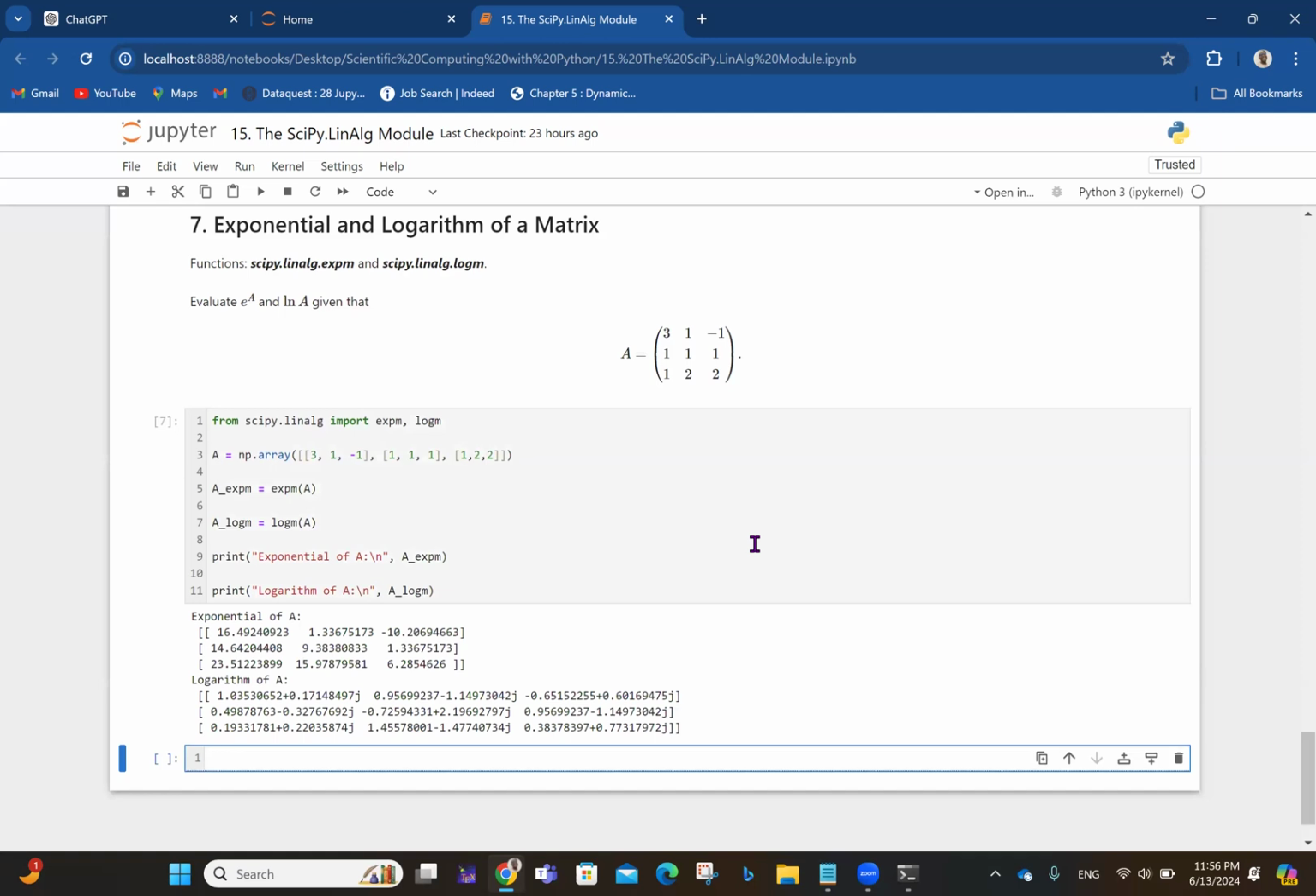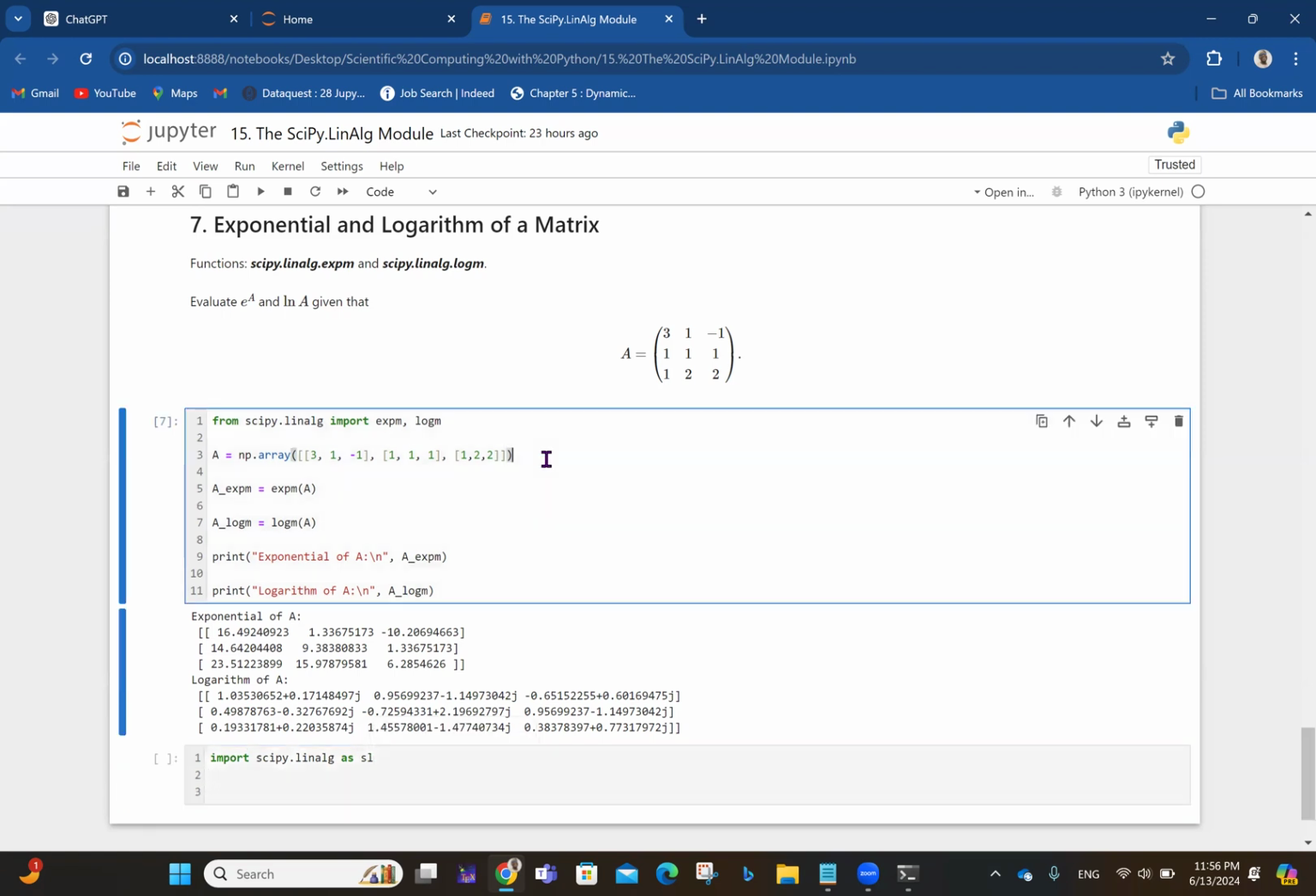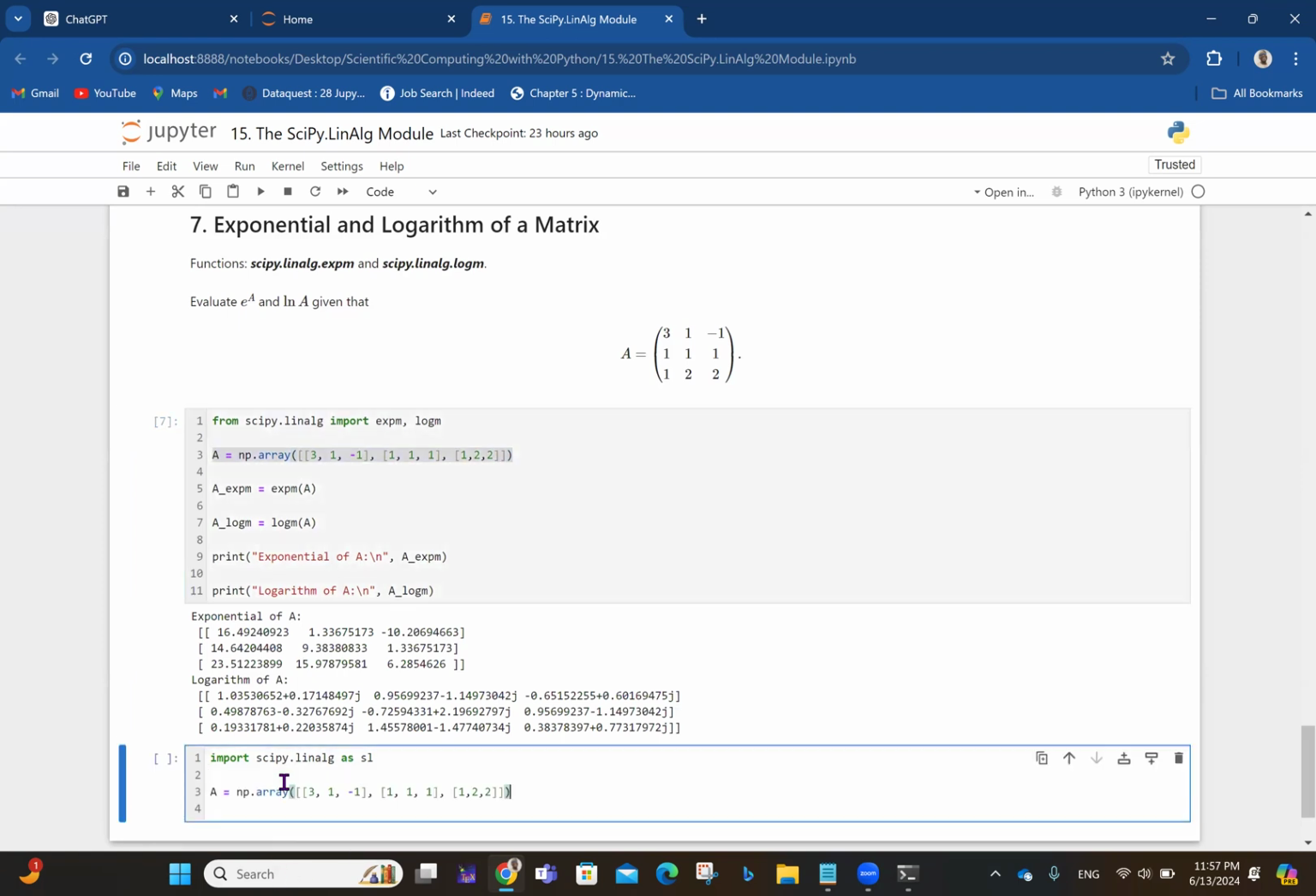Now, what I was saying the other time is, if you don't want to keep importing one by one, you have two options, right? You can say from SciPy.LinAlg import all these things, or you can say import SciPy.LinAlg as, say, SL. You can do that, so that if you now have, let's make use of another matrix. Let's call it matrix B.